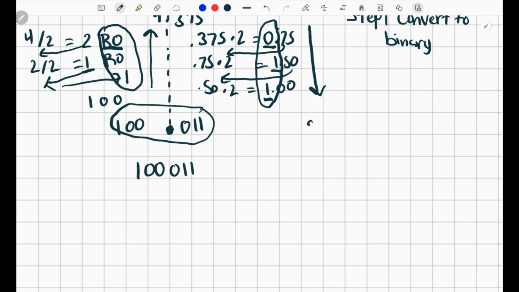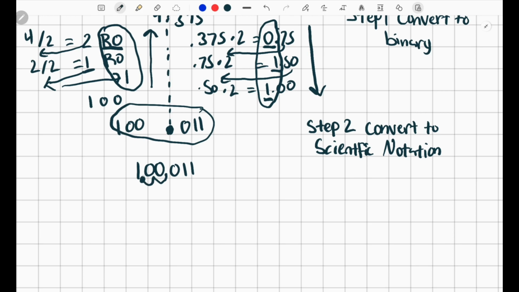Let's get started with step 2. Step 2 is to normalize, or convert our binary to scientific notation. Oh, I forgot the decimal point. The way we do that is we move the decimal point so only one number is to the left of it. We can do that by moving it over twice. So it's going to be 1.00011. All I did was move it over twice, so now it's right there.